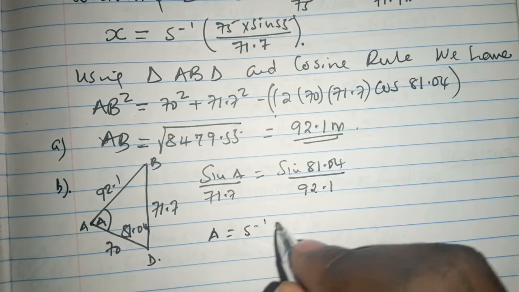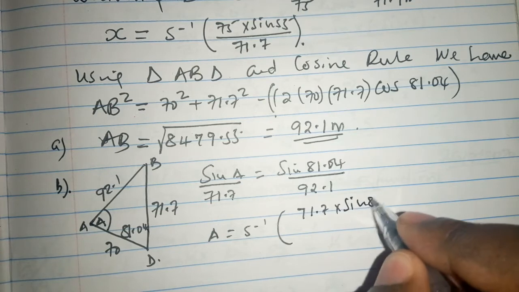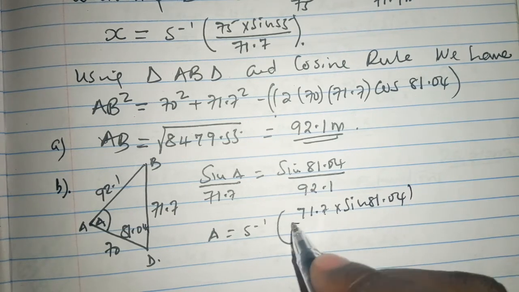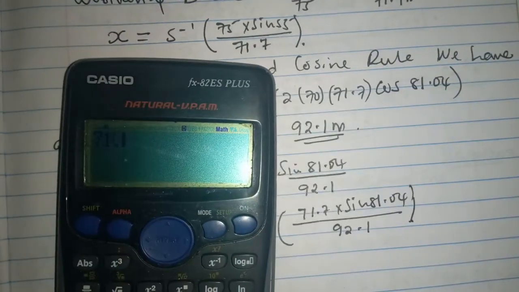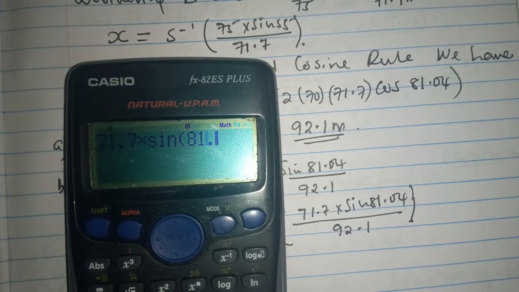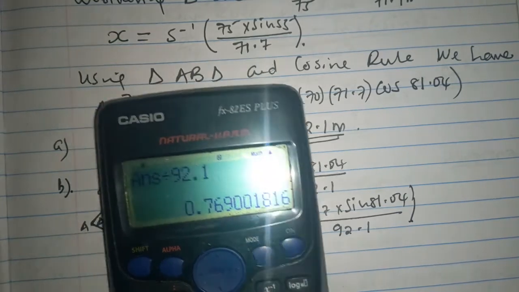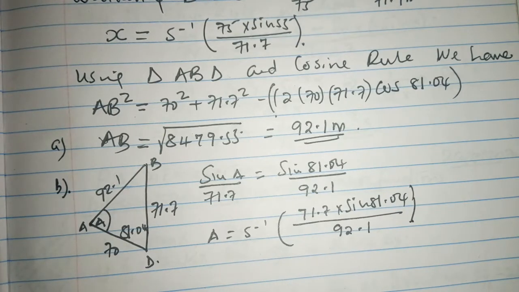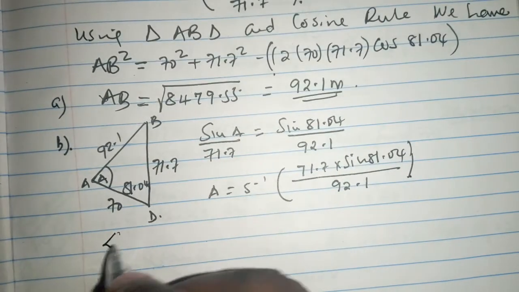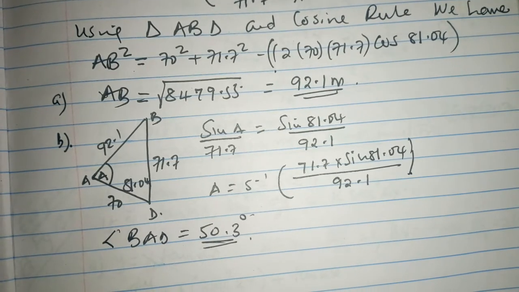And again, A is the sine inverse of the whole arrangement after cross multiplication: 71.7 times the sine of 81.04 divided by 92.1, which is 0.76. Shift sine, and we get our answer to be 50.3 degrees. So we can easily say that angle BAD is 50.3 degrees. And that is just part B.